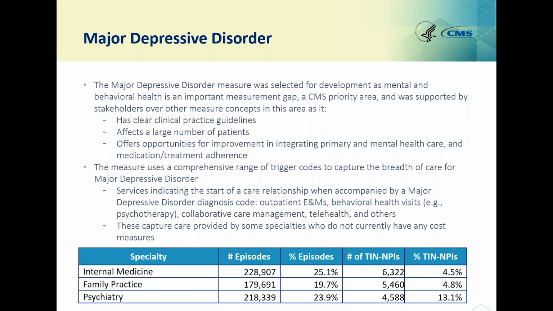These service codes must be paired with a depression-related diagnosis to ensure that the measure is focusing on this particular condition. Here we have a similar table to what we saw in the previous slide, which shows the top 3 most frequently attributed specialties, which are internal medicine, family practice, and psychiatrists. Next slide, please.